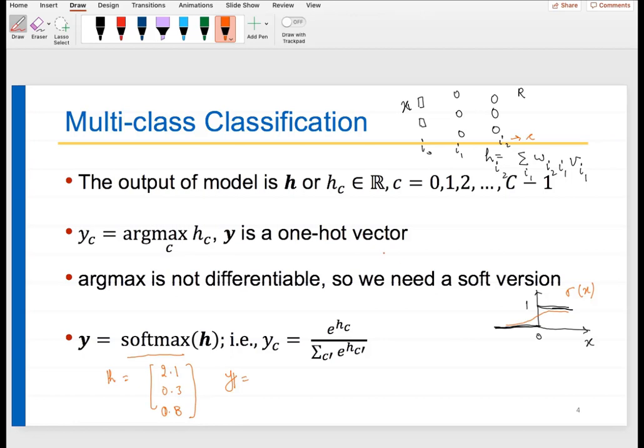Or should I do it? At least I can write the formula here. So it will be something like this. First calculate the denominator, because the denominator is common for all. The denominator will be e to the power 2.1 plus e to the power 0.3 plus e to the power 0.8. So my y will be basically these values: e to the power 2.1 divided by the denominator, e to the power 0.3 divided by the denominator, and e to the power 0.8 divided by the denominator. This will be my y.